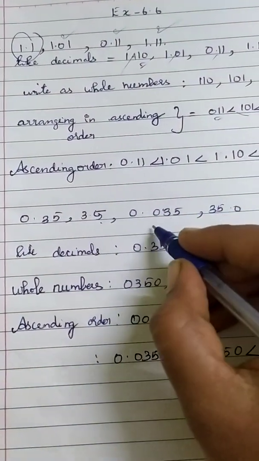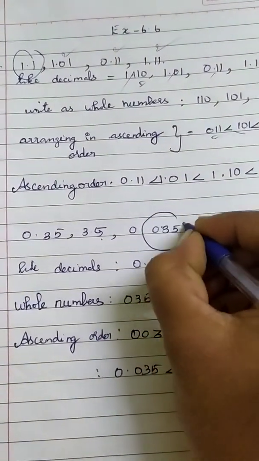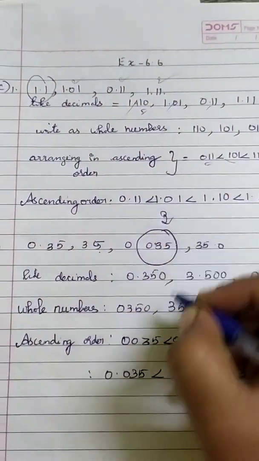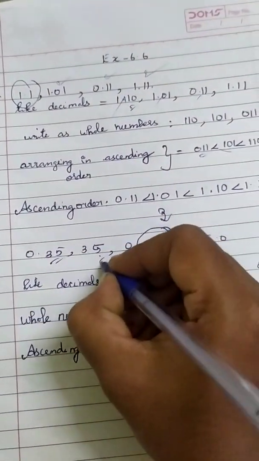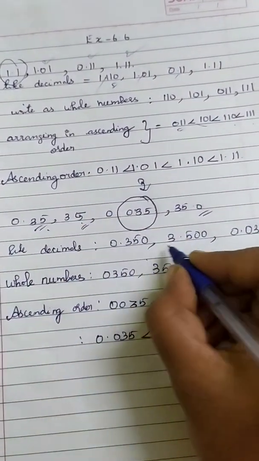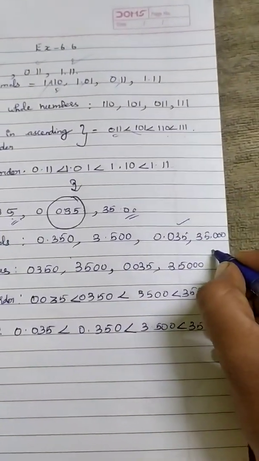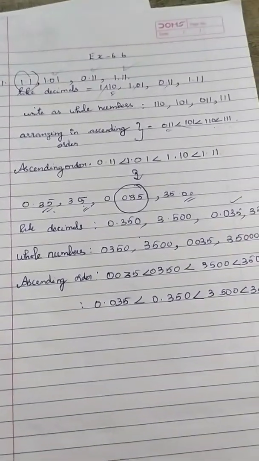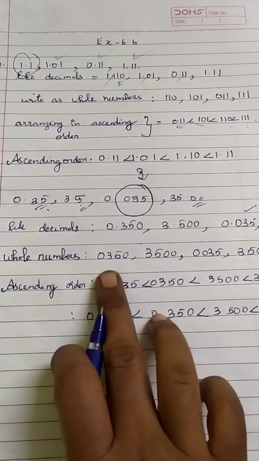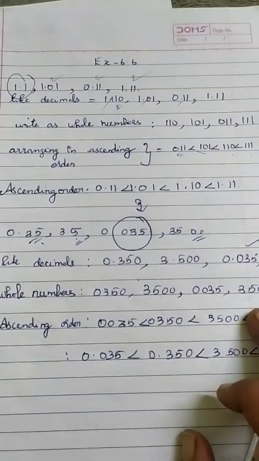Now I have selected the 6th problem: 0.35, 3.5, 0.035, 35. The largest decimal place is 3 digits, so you are going to make all the numbers have 3 digits. I have included a 0 for the first number, next number 2 zeros, the next is already 3 digits, and here 2 zeros. After that, write them as whole numbers, removing the decimal part. So 350, 3500, 35, 35,000.